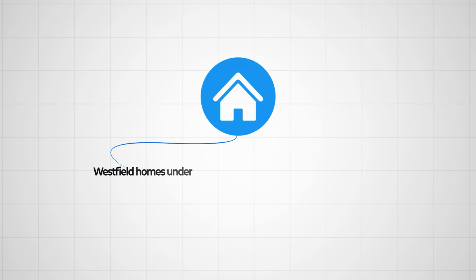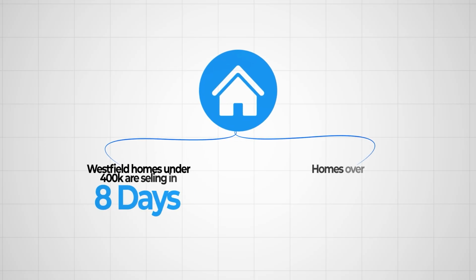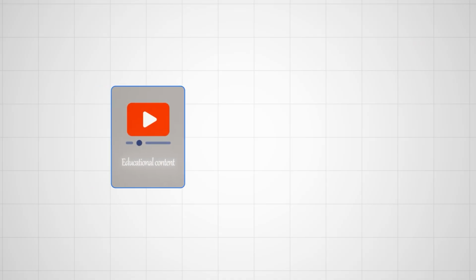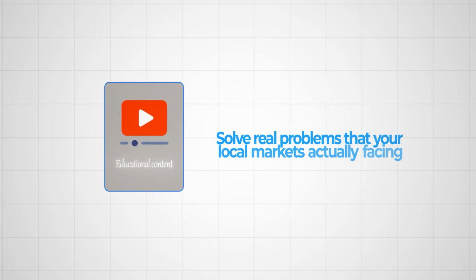Now for market updates, get hyper specific. Not "the market is good," but specifically, "In Westfield, homes under 400K are selling in 8 days, but homes over 600K are selling for 45 days. Here's why and what it means for buyers and sellers." Tell us what it means. For educational content, solve real problems that your local market is actually facing.